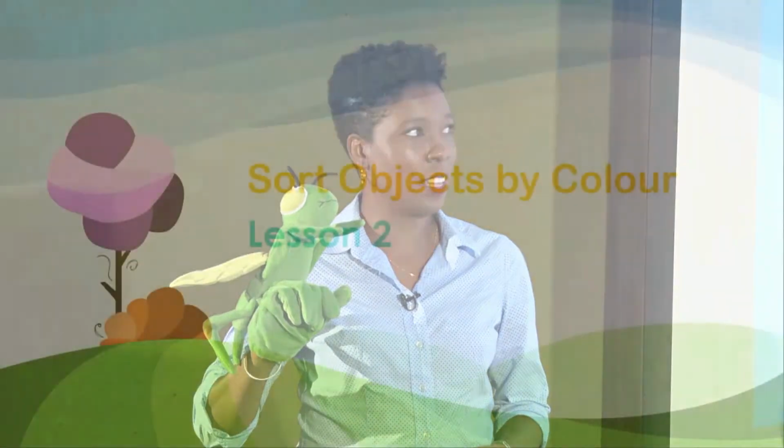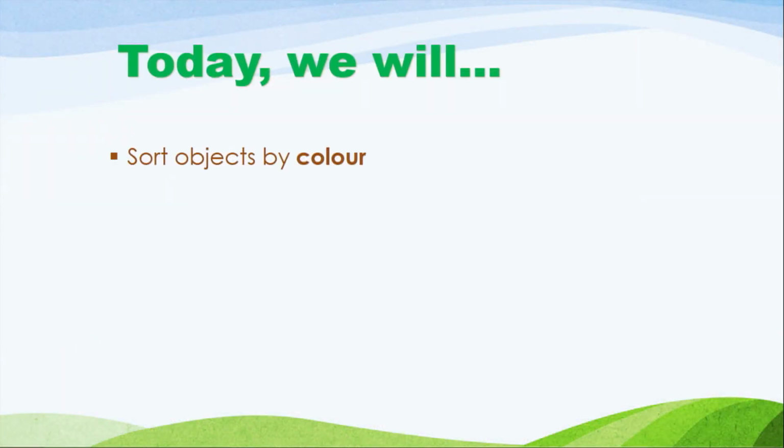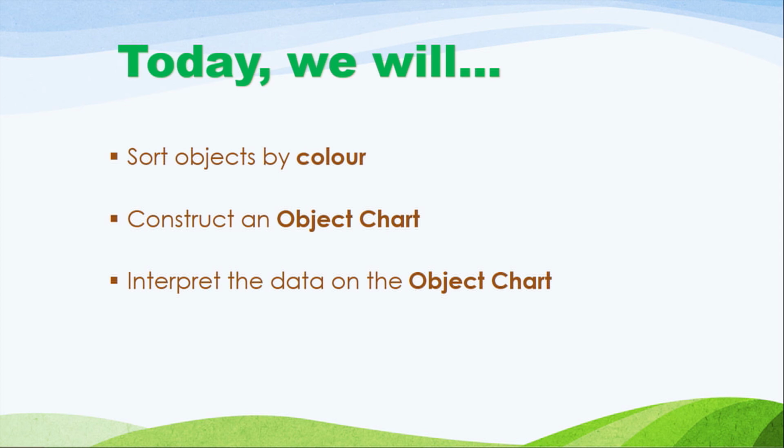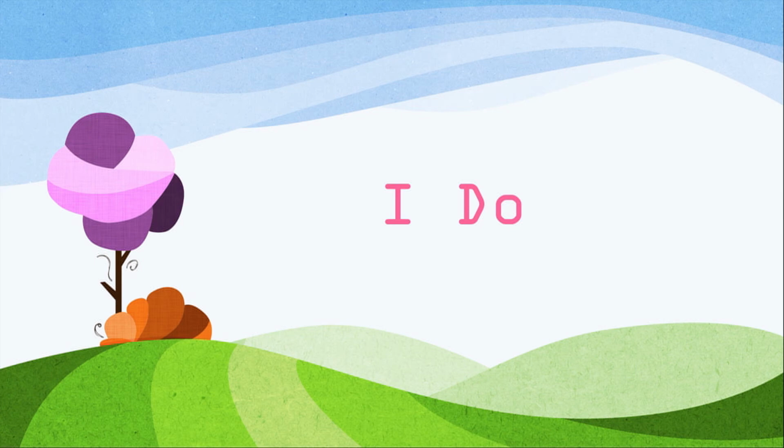In our lesson today, we are going to sort objects by color. Today we will sort objects by color, construct an object chart, and interpret the data on the object chart. So, let's get started. I am going to model for you what we do when we sort by color. Do you remember what sorting means, or to sort means? When we sort, we group things that are alike.